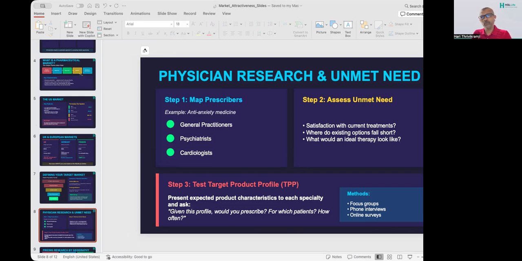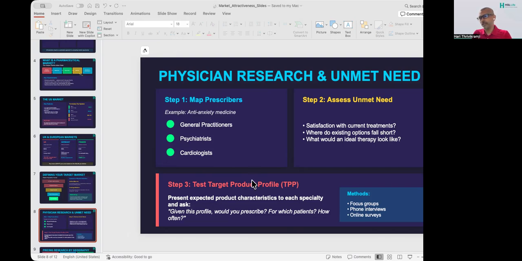So you want to know how satisfied they are with current treatment options. Where do the existing medicines fall short? What would an ideal new therapy look like? Then you test your target product profile with each specialty. Given this profile, would you prescribe this for which patients? How often? This research can be done, again, like I said before, through focus groups, telephone interviews, or online surveys.